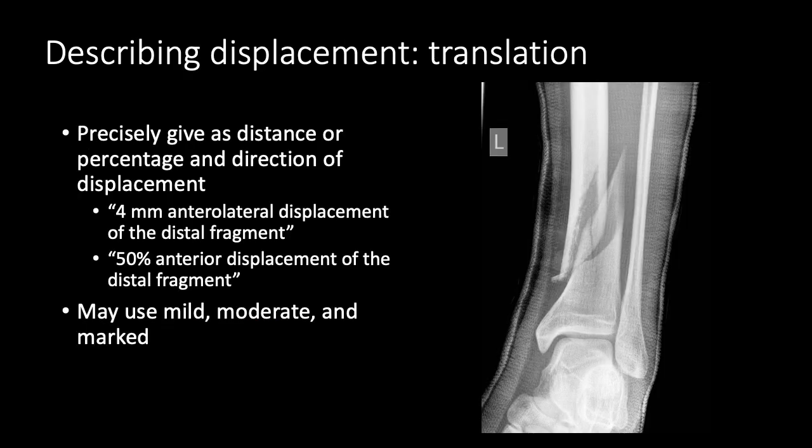Now let's look at describing the displacement of a fracture. So if there is translation, we need to precisely give a distance or percentage and direction of displacement of the distal fragment in relation to the proximal fragment. And a couple of examples of how we can describe this are provided in the slide. You can also use mild, moderate, and marked to describe the amount of displacement.